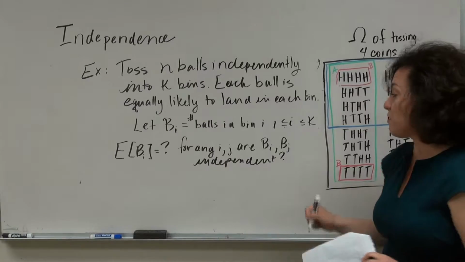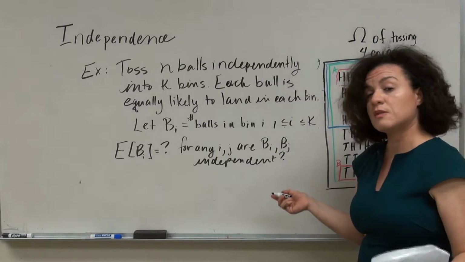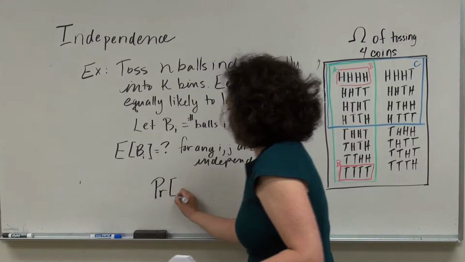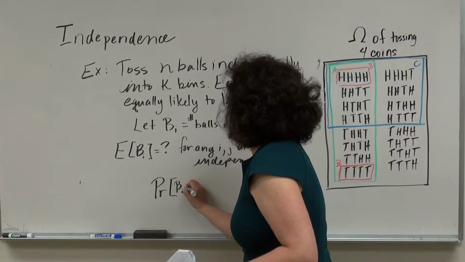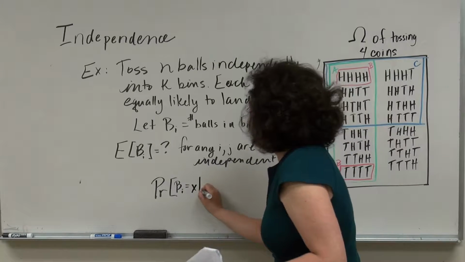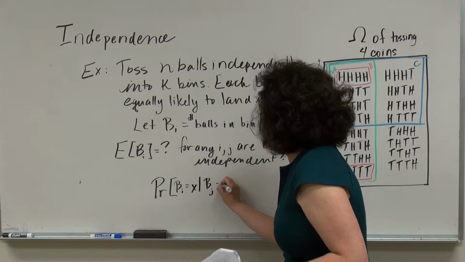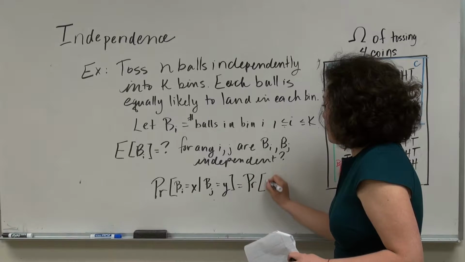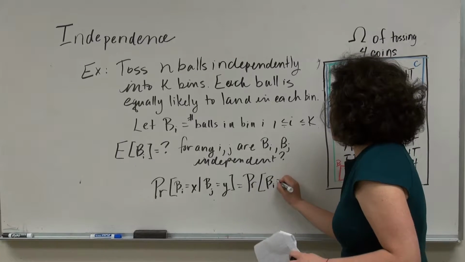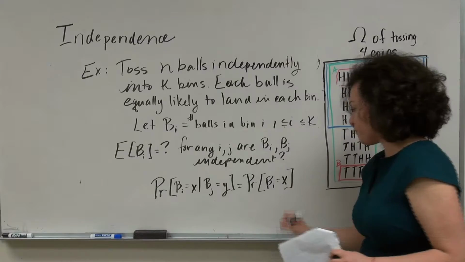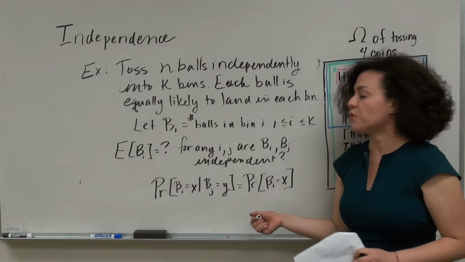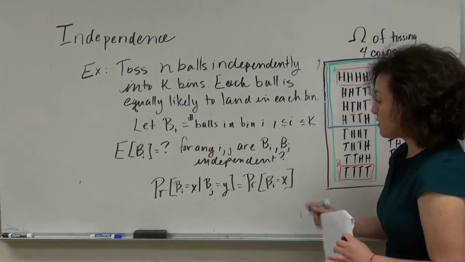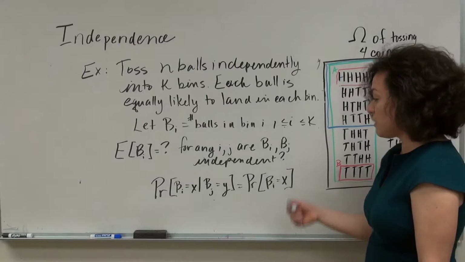Okay, in order to show that they're independent, we're going to try to use conditional probability. So in order to show that they're independent, we'd have to show that the probability that bin i has x balls, given that bin j has y balls, is simply equal to the probability that bin i contains x balls. And we have to show this for any values of x or y. Now we have a quick counterexample to show that this is not the case.